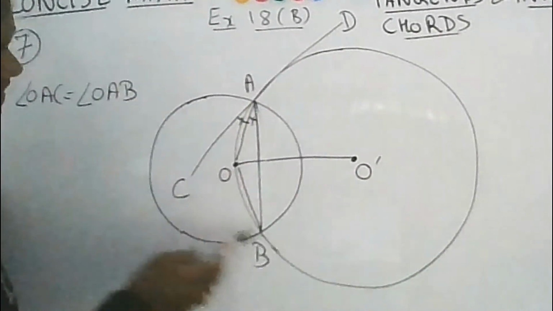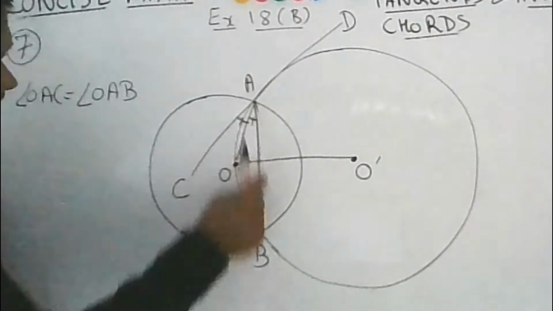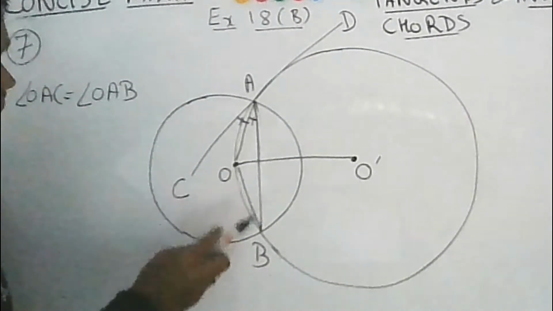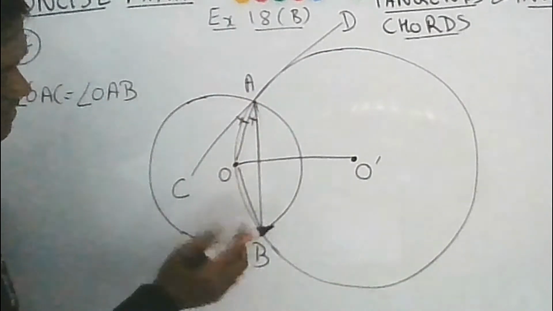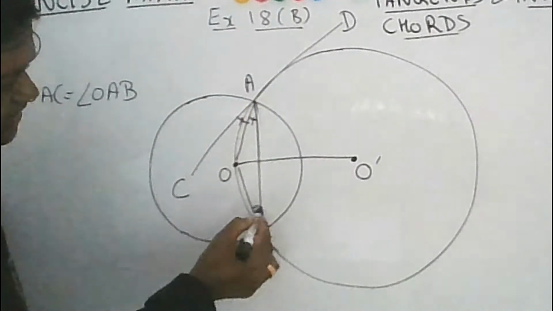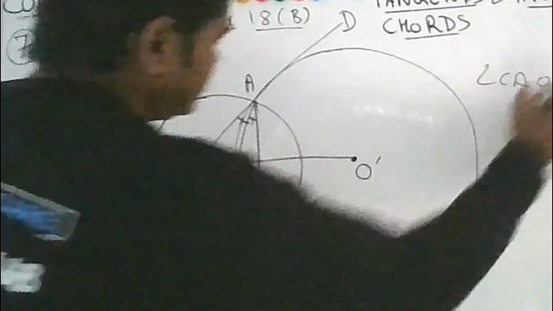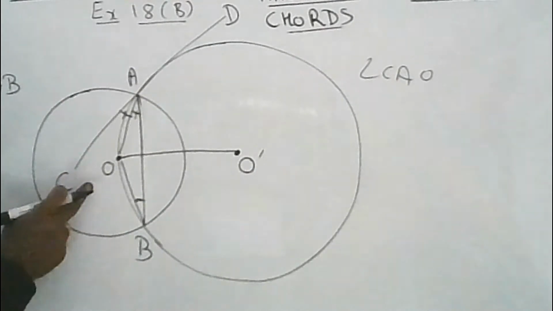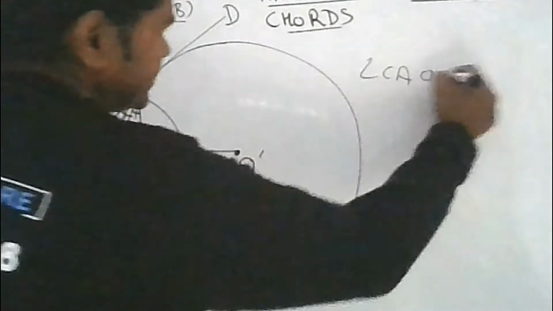So for the larger circle I am saying that if OA is the chord, then it is subtending an angle OBA, this angle. So we can say that angle CAO, for the larger circle, will be equal to the angle ABO, isn't it?